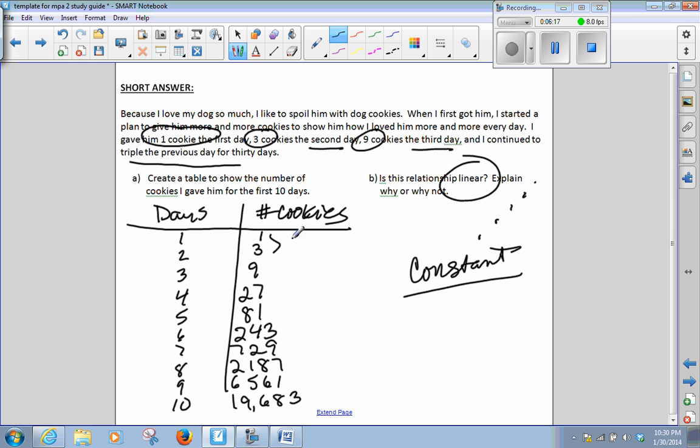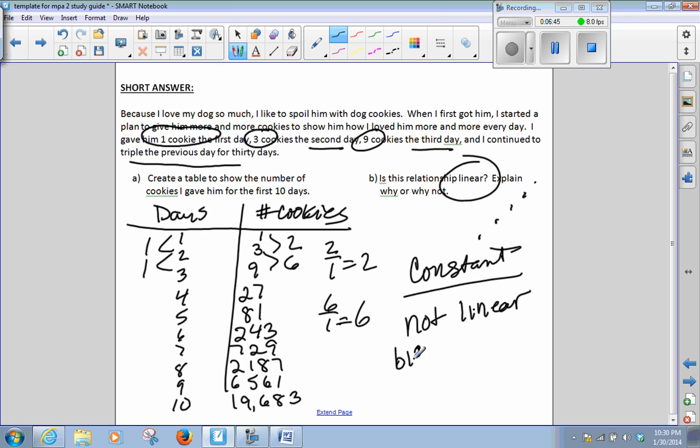From 1 to 3, it goes up by 2, but then from 3 to 9, it goes up by 6. And both of these days always go up by 1. So change in y over change in x. So 2 over 1 simplifies to a 2. 6 over 1 simplifies to a 6. So that is not a constant rate of change. So is this relationship linear? Not linear, because no constant rate of change.